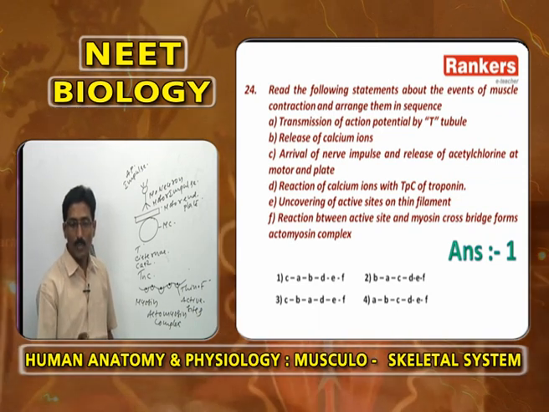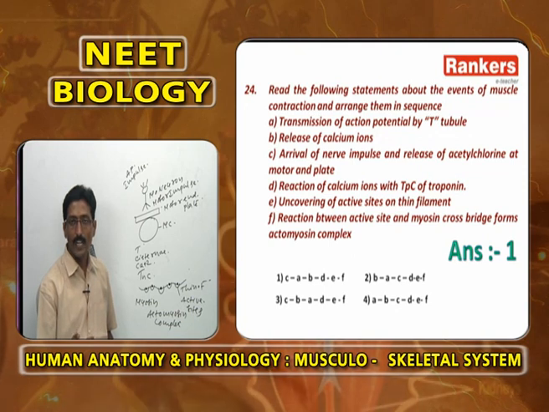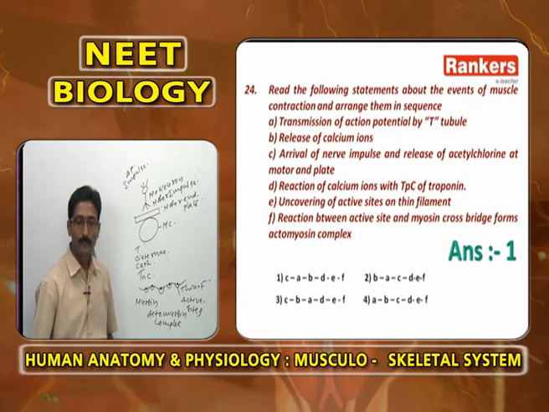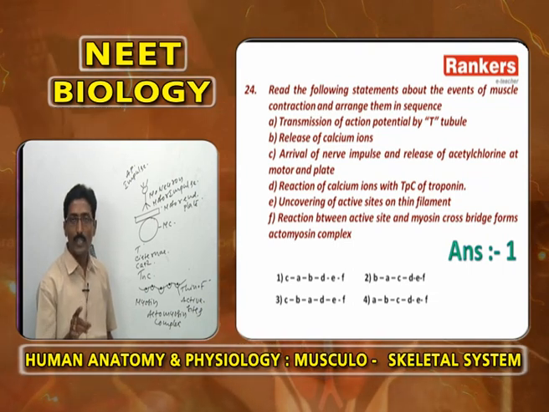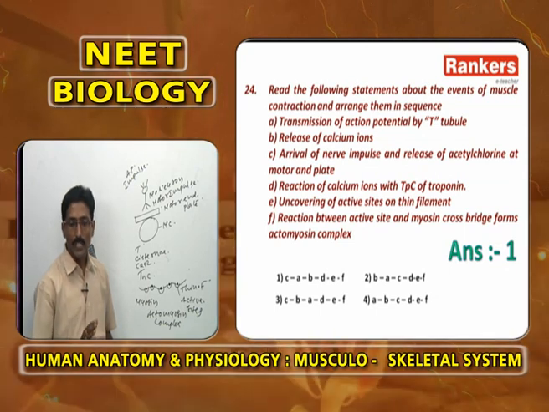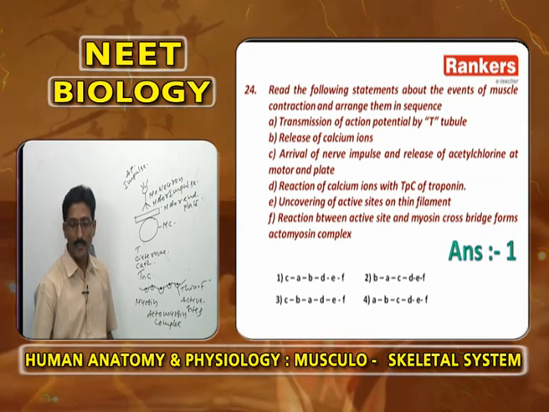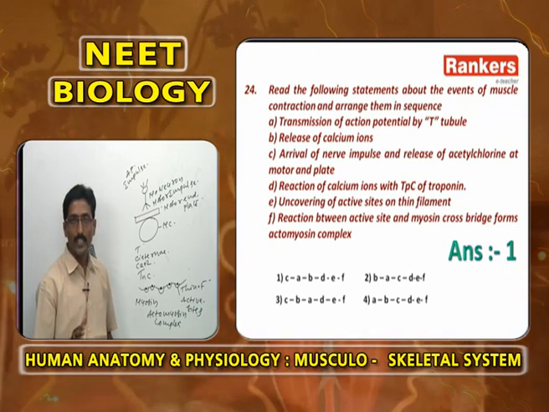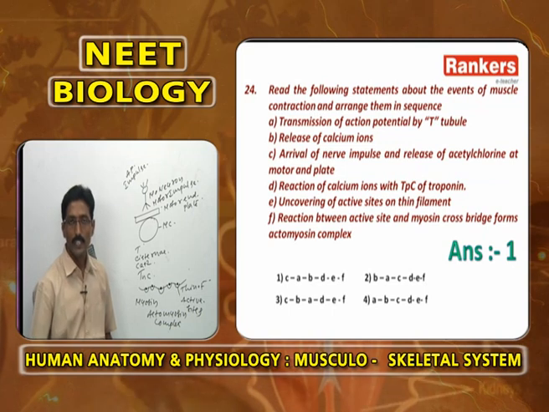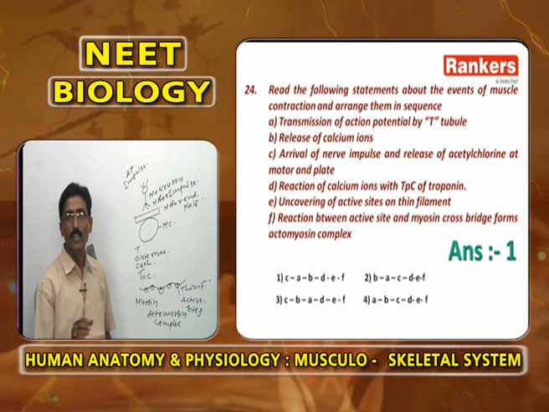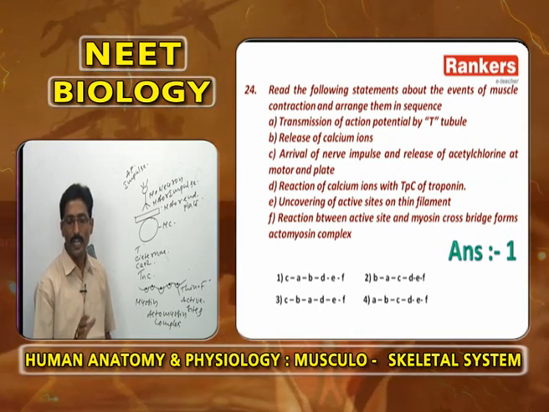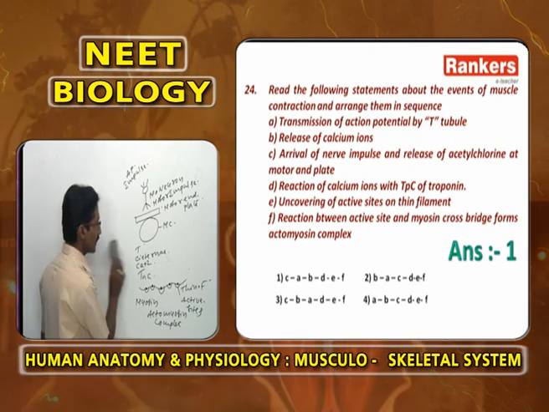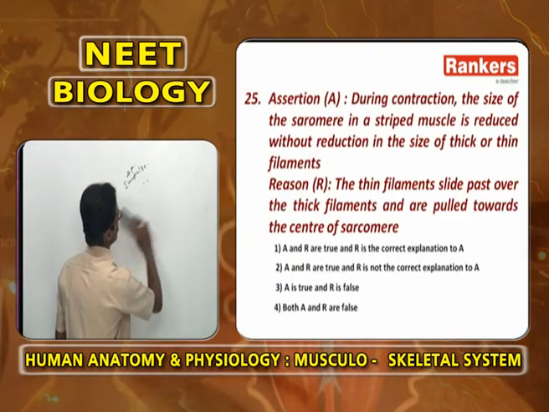Arrival of nerve impulse and release of acetylcholine at the motor end plate. Transmission of action potential by T tubule. Release of calcium ions. Calcium ions bind to TPC. Now active sites are exposed. Reaction between active site and myosin will form a cross bridge. Based on this, the answer is the first option. Now we go for the next question.